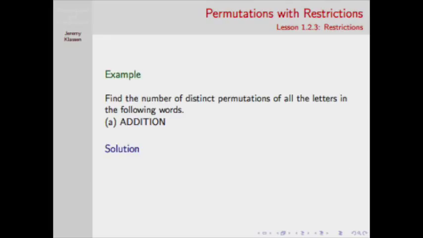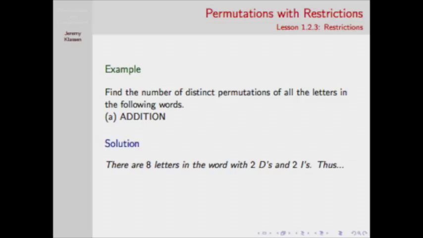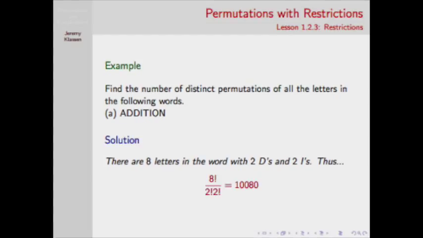For our first example, let's find the number of distinct permutations of all the letters in the word addition. Notice that there are 8 letters in the word with 2 D's and 2 I's. Thus the number of permutations will be 8 factorial divided by 2 factorial, 2 factorial, or 10,080.